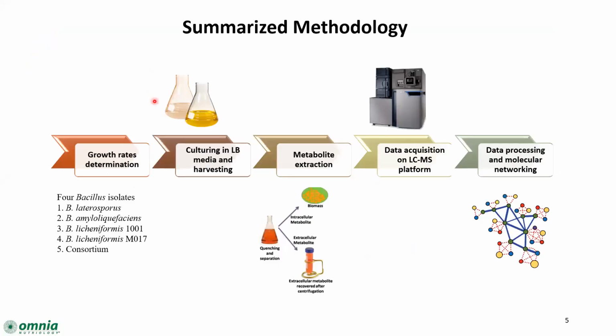And the study was carried out by firstly determining the growth rate of 4 bacillus isolates, which are listed over here, as well as their consortium. And this was followed by culturing of the bacterial isolate as well as the consortium in LB media, and the harvesting was done at 4 different time points, which reflected the lag, the log, and the stationary phase. This was then followed by extraction of metabolites from the bacterial cells, and the extracts were then analyzed on an LCMS platform. And the acquired data was then processed and used for molecular networking.